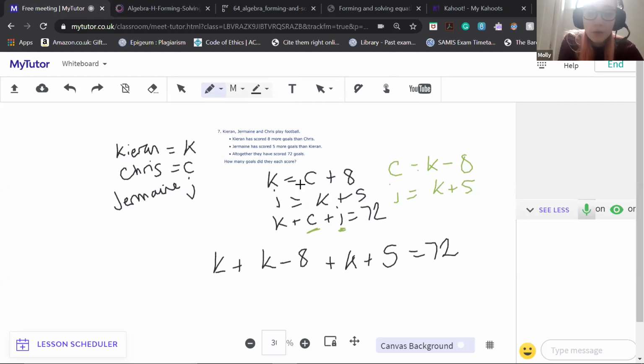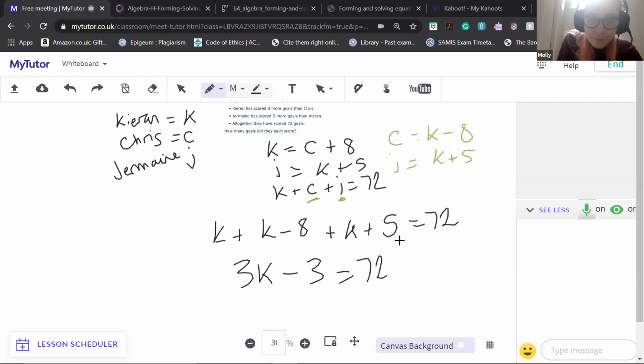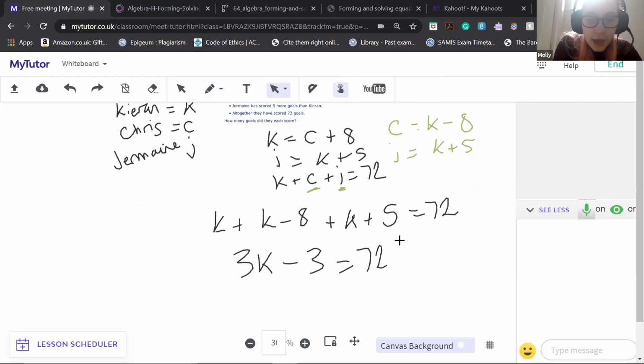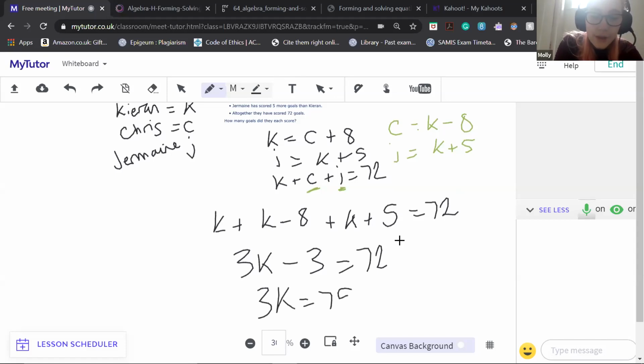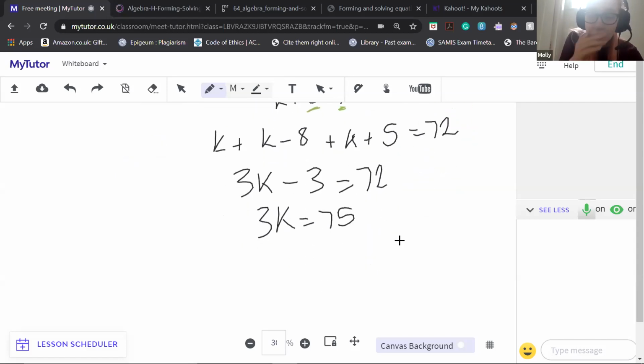So let's then simplify this equation. We're going to combine all of the K's, 3K, and combine the 5 and the minus 8, minus 3. To get from here to here, I've combined the like terms. There are 3 K's and there's a minus 8 and a 5, which gives us minus 3. Then we're going to move the minus 3 to the right-hand side. So 3K equals 75. And then we divide by 3. So K equals 25.